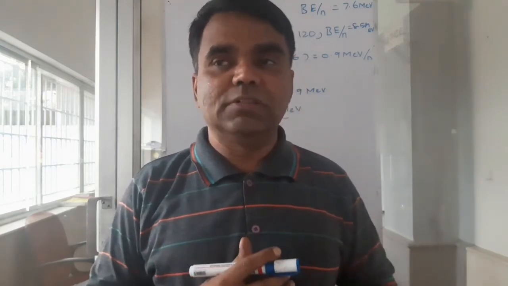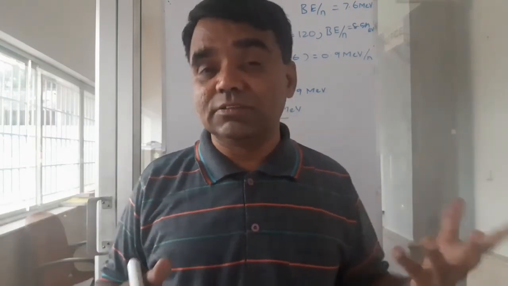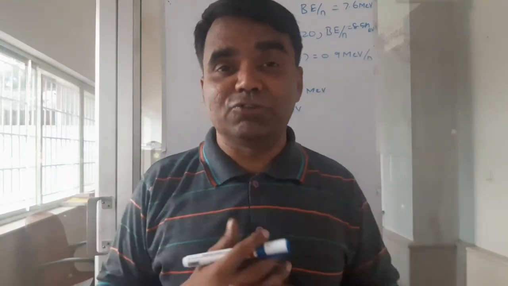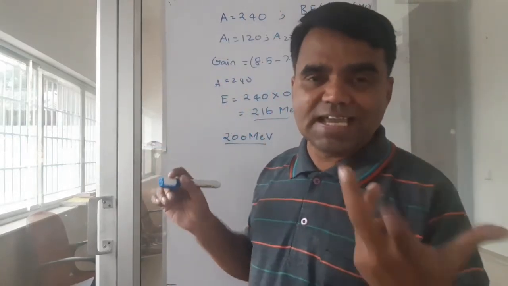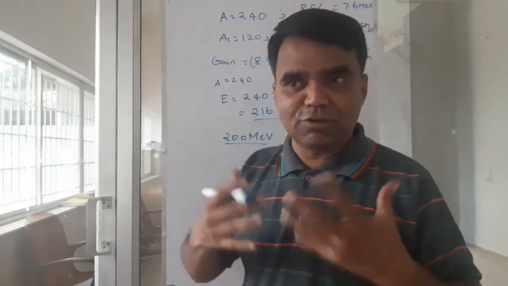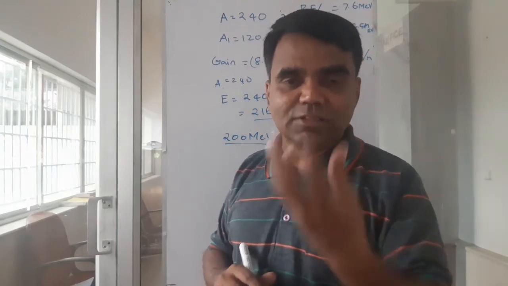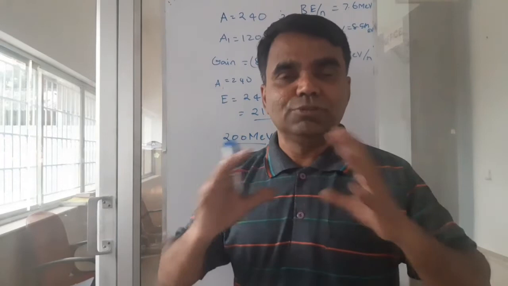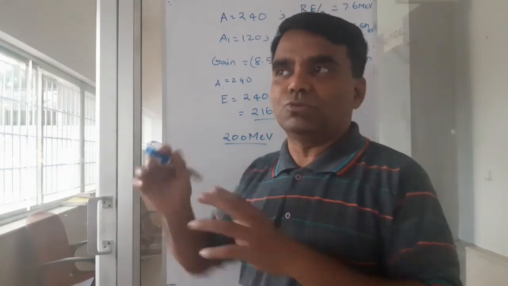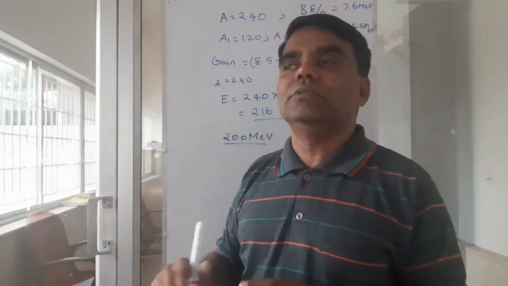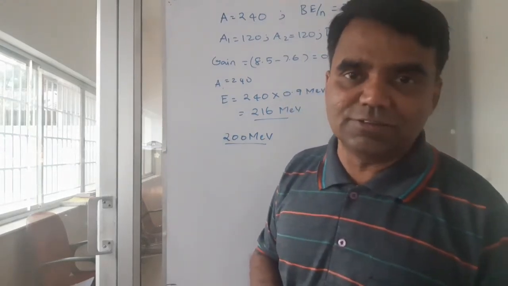So, hope it's clear to you. If you have 1 kg of uranium, imagine the amount of energy that will come out of it. One nucleus gives you this, and for 1 kg, you need to find out how many uranium nuclei there are, and each nucleus will give you 200 mega electron volt. When you use 1 kg of uranium 235, converted to 236, imagine the amount of energy that will come out of it. Hope this is clear to you.